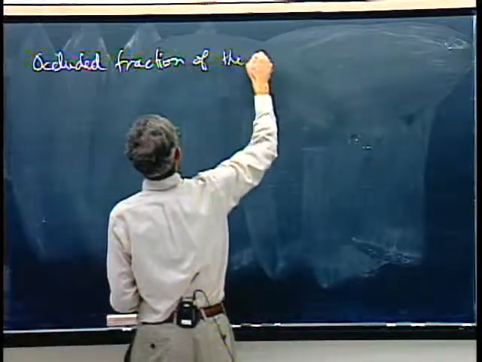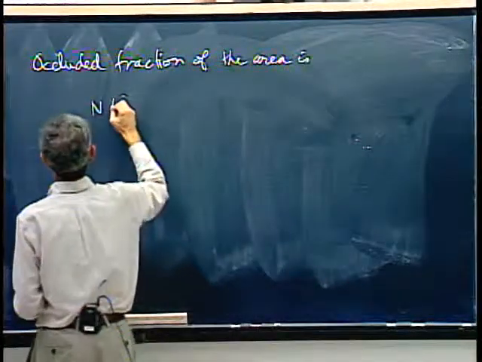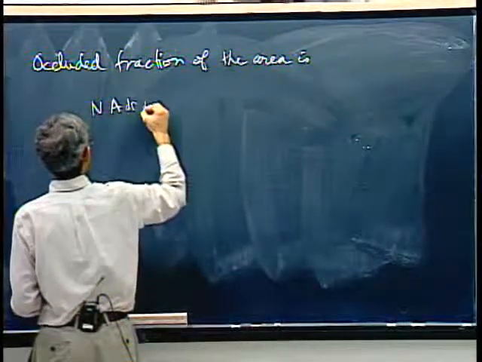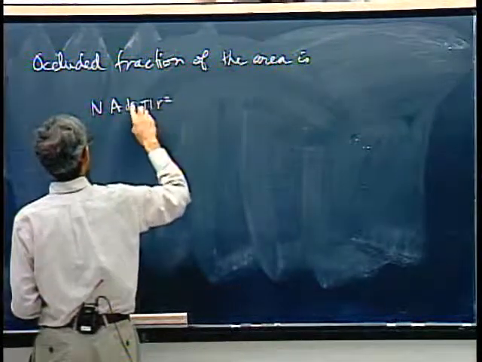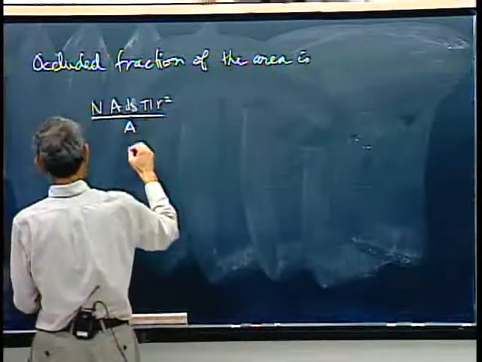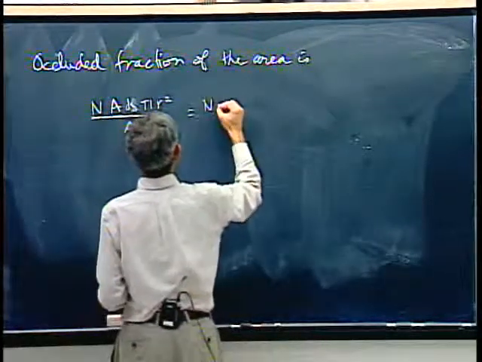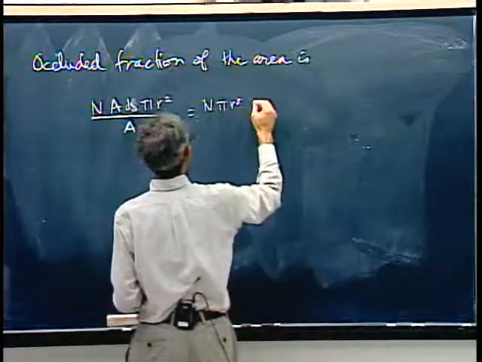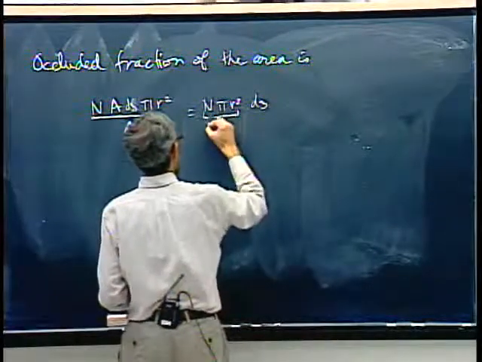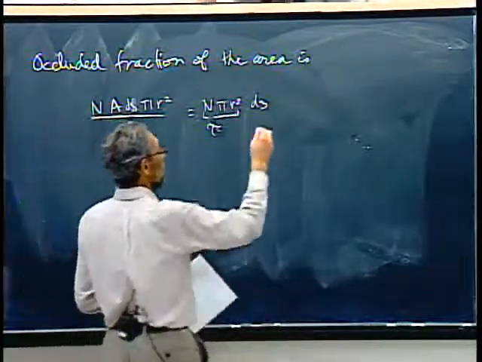of the area is, what did I have? N A dr times pi r squared. This was my ds, right? Over A. So the A's cancel. And so it's N times pi r squared times ds. And this quantity is called tau. And it's called the extinction coefficient.